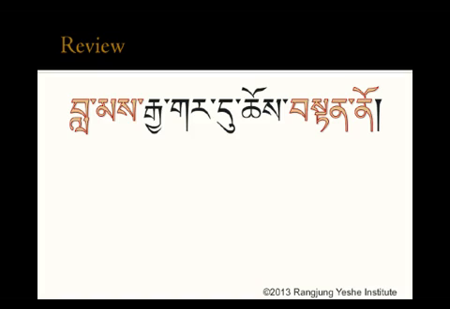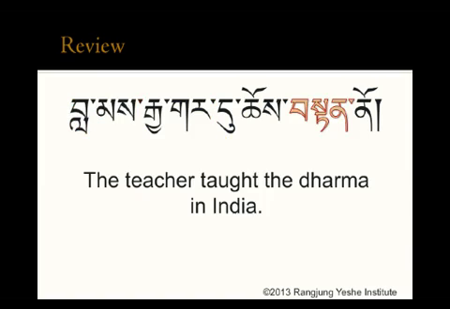What did the teacher teach? Well, immediately to the left of the main verb, we see chu, dharma. The teacher taught the dharma. But chu here is connected with the du form of the Ladun particle to the word gyakar, India. Again, this Ladun particle is indicating location. Specifically, it's showing where the dharma was taught. So, altogether, this sentence is translated as the teacher taught the dharma in India.